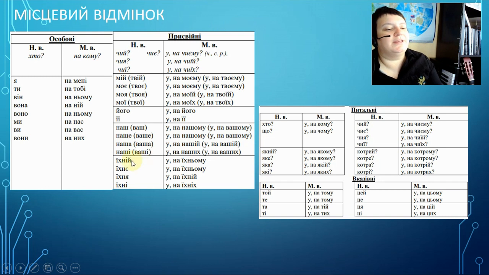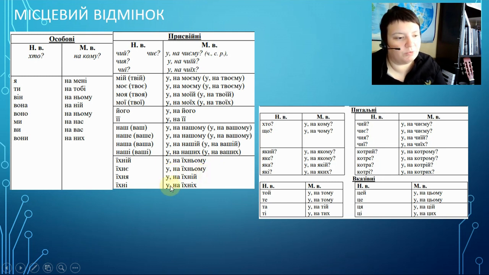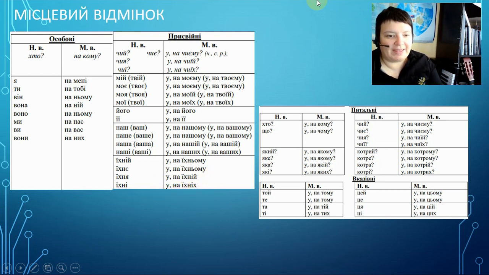And the last one. Їхній, their. Їхній masculine, їхнє neuter, їхня feminine, їхні plural. У, на їхньому. In, on, their. It's masculine, the same form neuter, у, на їхньому, but feminine, у, на їхній, and plural у, на їхніх.